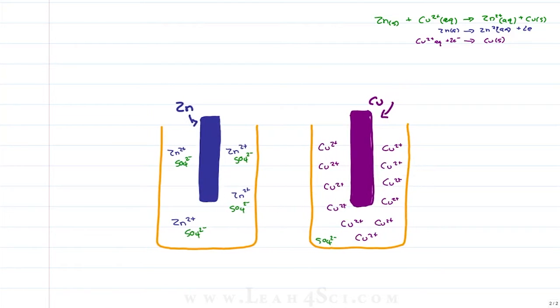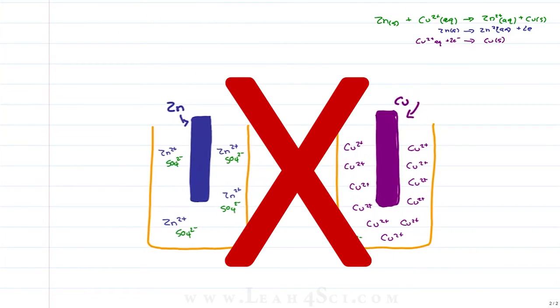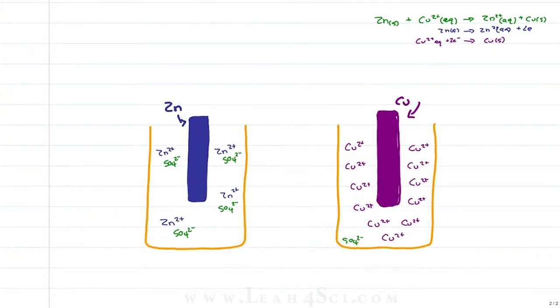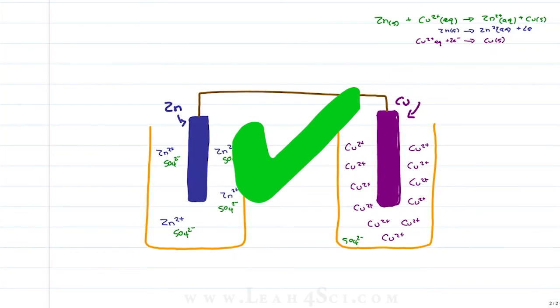Electrons should... Wait a minute. Electrons can't flow because we have to connect them. The two half cells are connected by a non-reactive metal that can conduct electricity between the two electrodes. Now the electrons can flow.